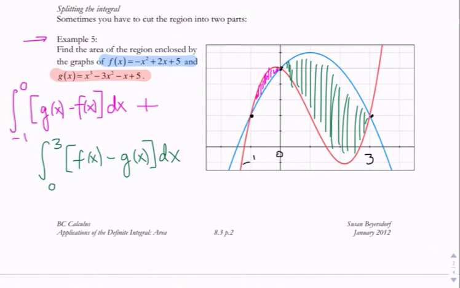And that's it. And then you can finish this by hand. You could plug in the functions and find the antiderivatives and plug them in, or you could use your graphing calculator.